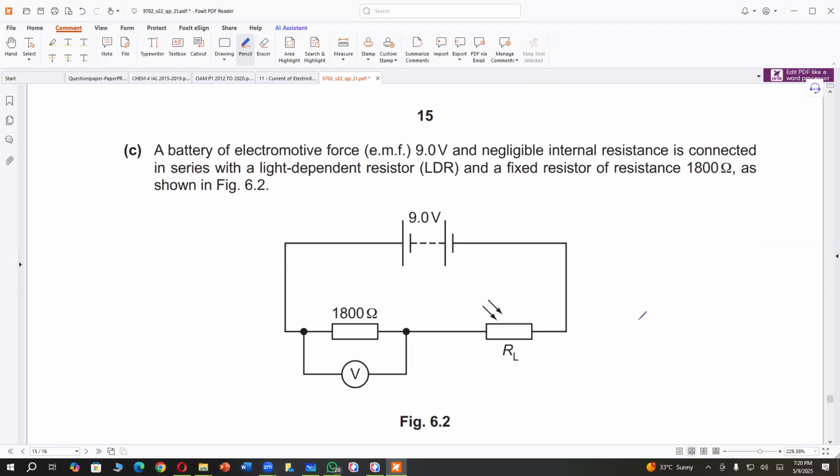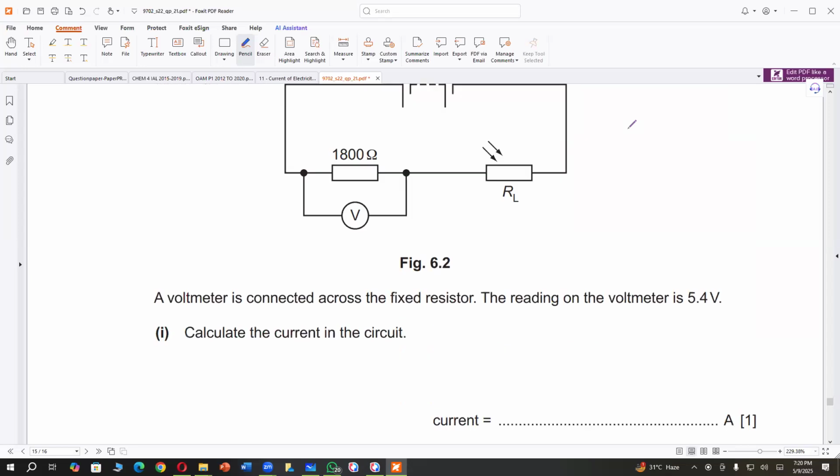A battery of electromotive force 9 volt and negligible internal resistance is connected in series with a light dependent resistor and a fixed resistor of resistance 1800 ohm. This is the circuit. A voltmeter is connected across the fixed resistor. The reading on the voltmeter is 5.4. Calculate the current in the circuit.